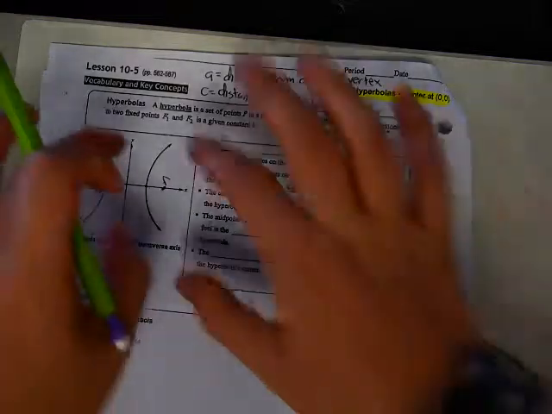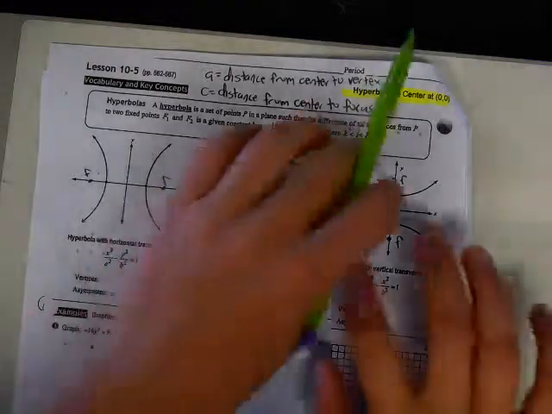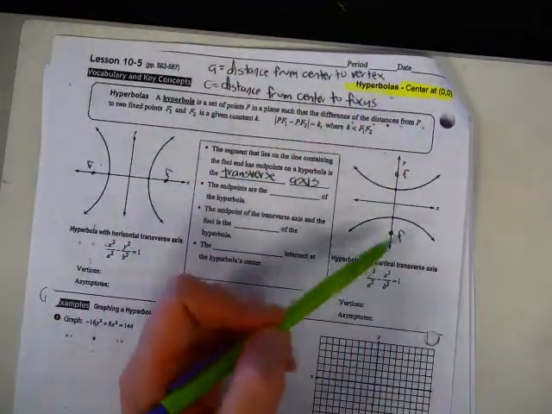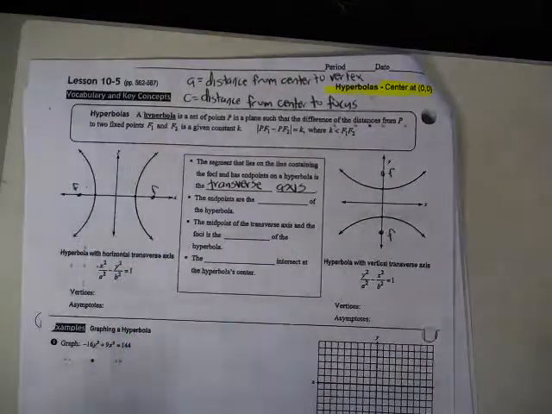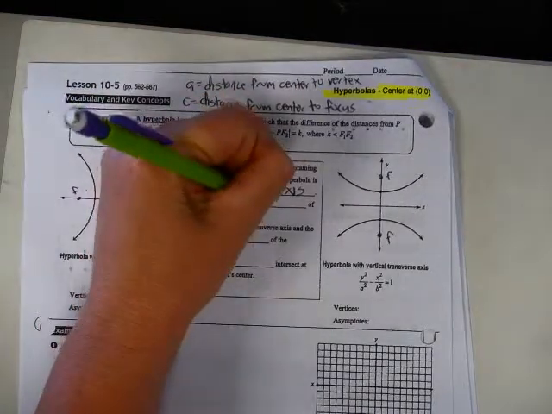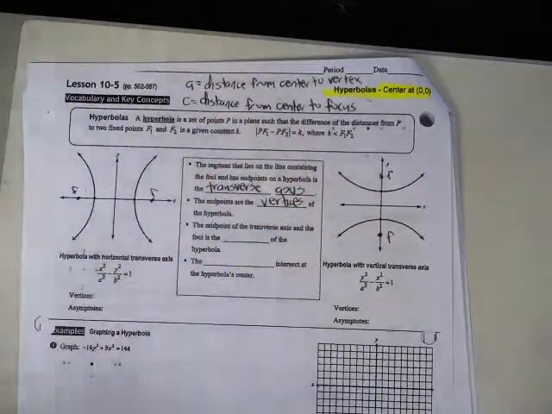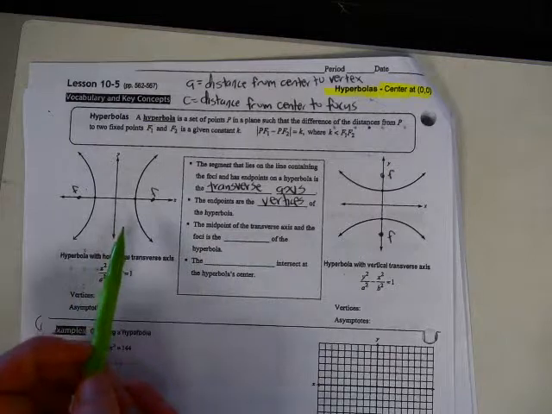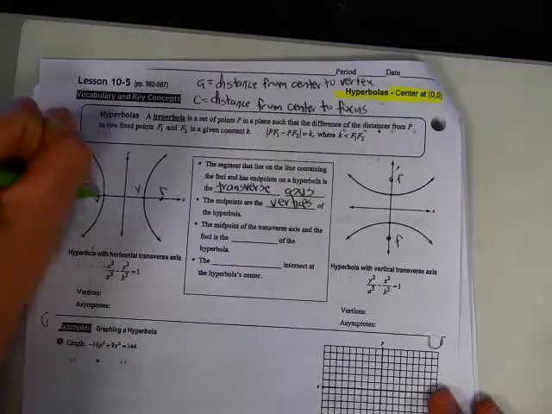So notice when the branches are facing out sideways, we have a horizontal transverse axis, and when the branches are going up and down, we have a vertical transverse axis. Okay, and as we said, the endpoints are the vertices. So the endpoints are the vertices of the hyperbola, and I'm going to put a V. Let's put V's for the vertices.